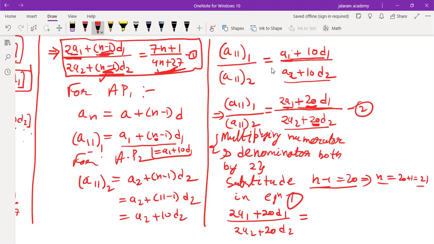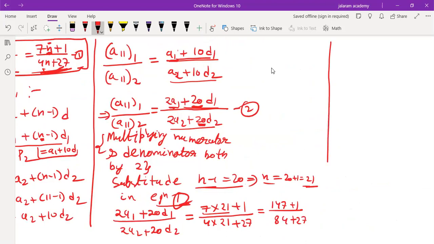So we use n equals 21 in the right hand side also of equation number 1, as we have earlier marked in this. So 7 into 21 plus 1, in place of n in the right hand side of equation 1, we have to use 21. 7 into 21 plus 1 over 4 into 21 plus 27. That is, 21 sevens are 147 plus 1 over 84, 21 fours are 84, plus 27. So we have obtained the result.